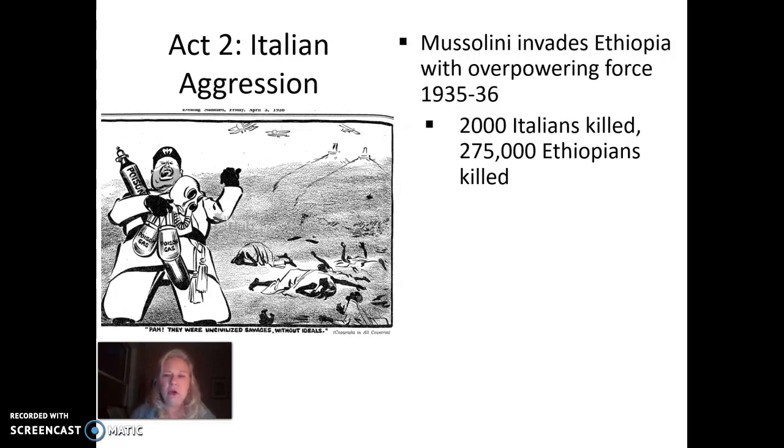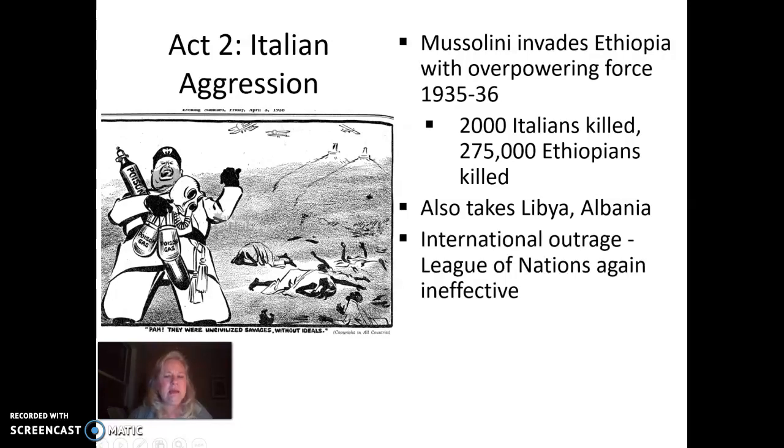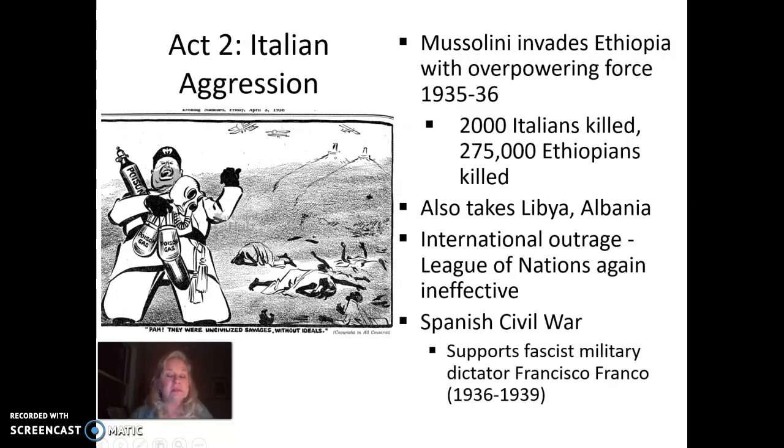He moves into Ethiopia, overpowering Ethiopians with modern weapons, and one would think by this cartoon that this would include even the use of perhaps some chemical weapons. 275,000 Ethiopians were killed, 2,000 Italians killed. They also take control of Libya and Albania. And again, the international community says, whoa, this shouldn't happen. But where's the enforcement? Well, there isn't any. And so Italy gets away with it.